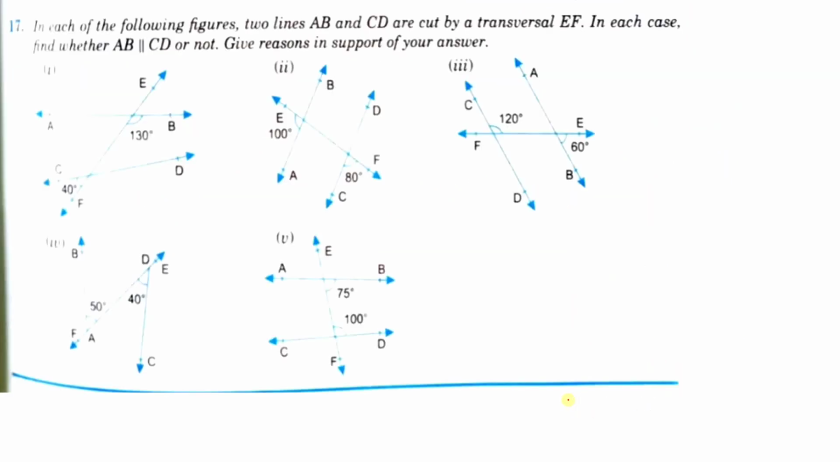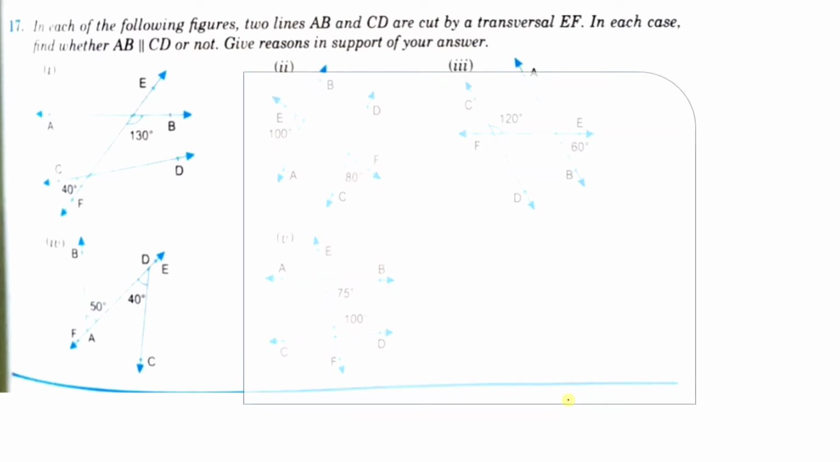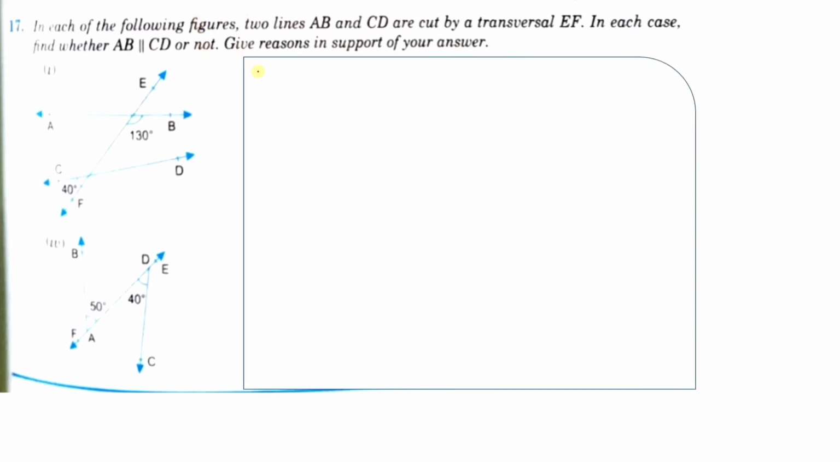Okay. The last sum of this exercise, that is number 17. In number 17 you don't have to find any angle, but you have to prove whether AB is parallel to CD or not. So let us start with number 1. In number 1, look at this. If this one is 40, this has to be 40 degree, because they are vertically opposite angles. So name it as A. Write down A equals 40 degree.